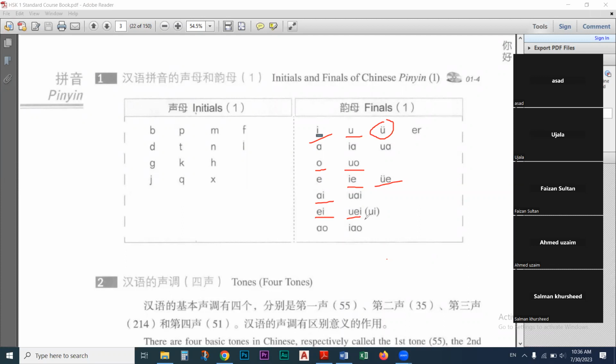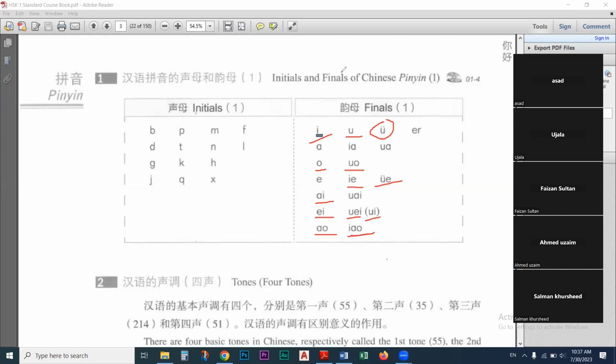And then we have this U, way. Sometimes it is also written like this. All the time you will see it written in this way. We will omit this E when we write the pinyin. So this is way, and then we have ow. A plus O becomes ow, and then we have yow.